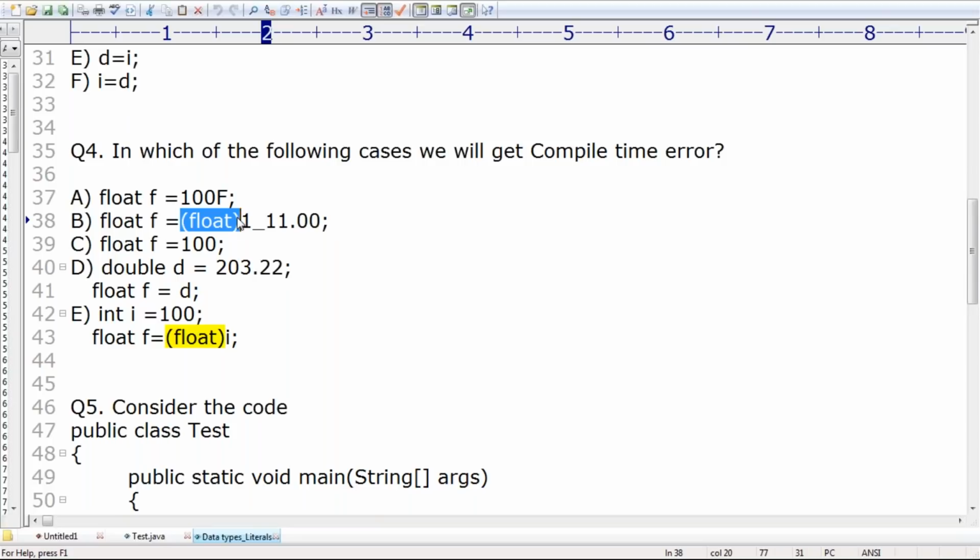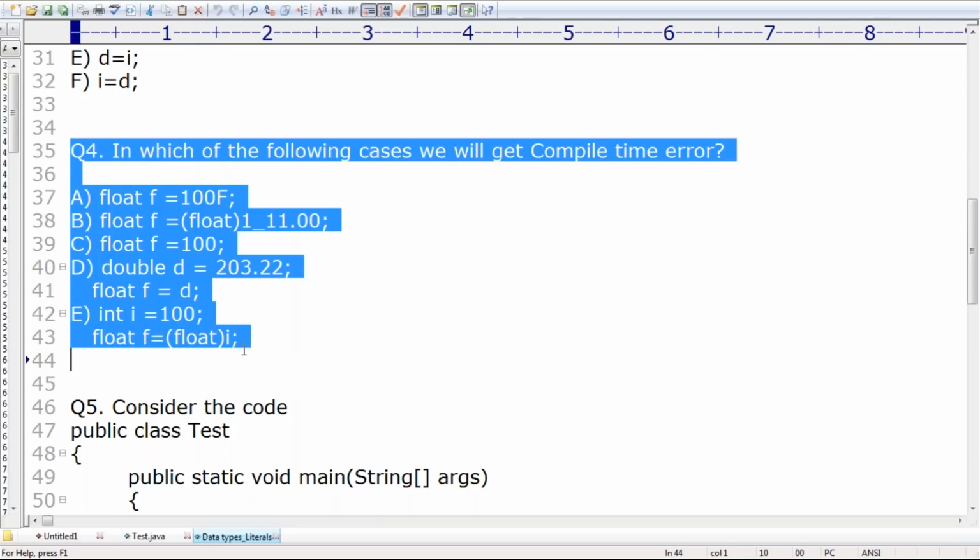Are you getting it? Is explicit typecasting allowed? Because I'm doing that, that's why there is no compile time error. If I remove this one, then the code won't compile. Remember that. But if I'm doing explicit typecasting, that's why it is allowed. Okay, sir, any explanation required?